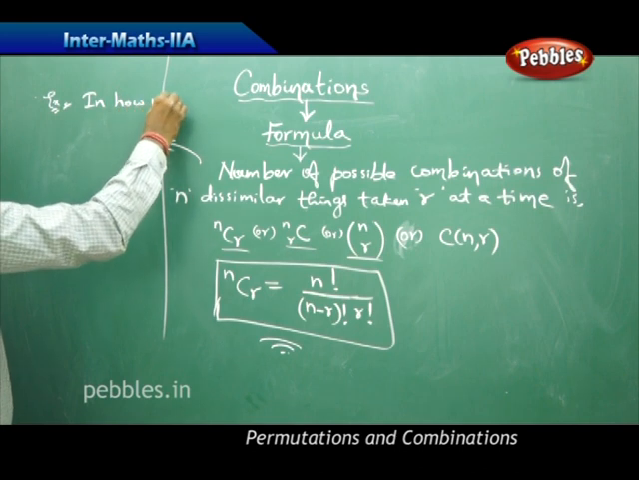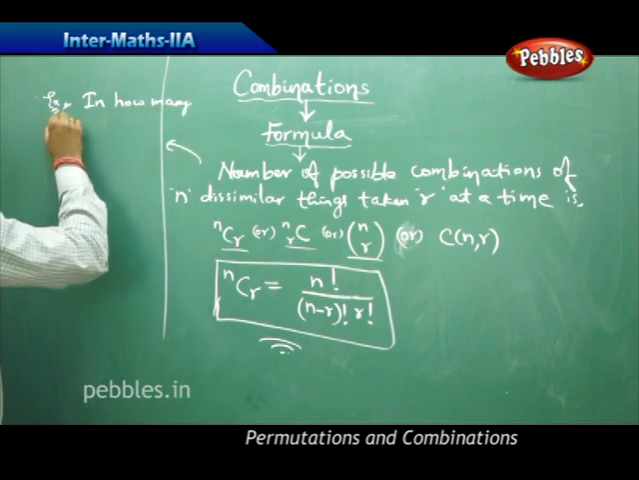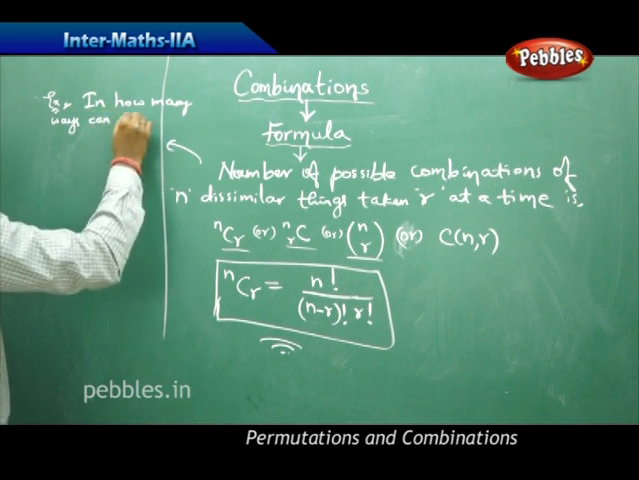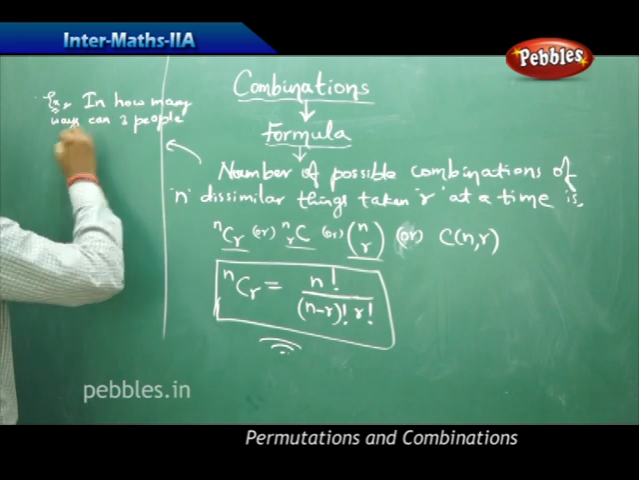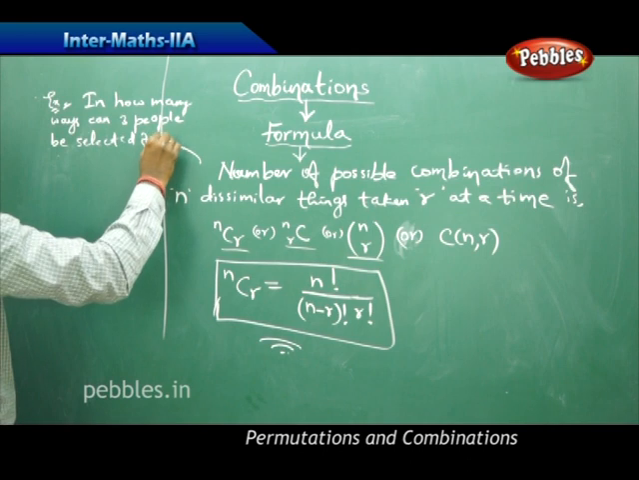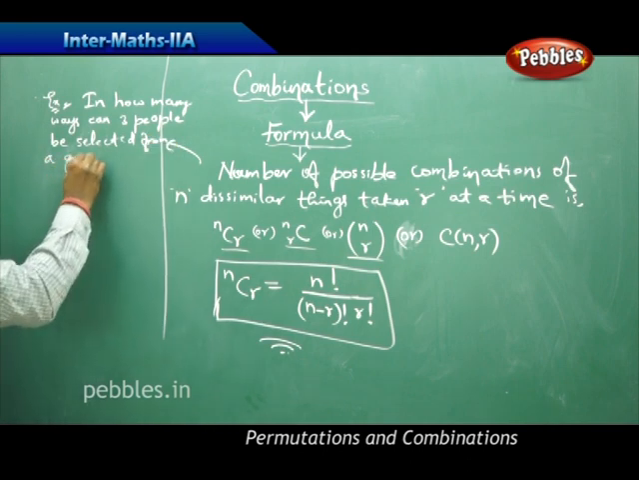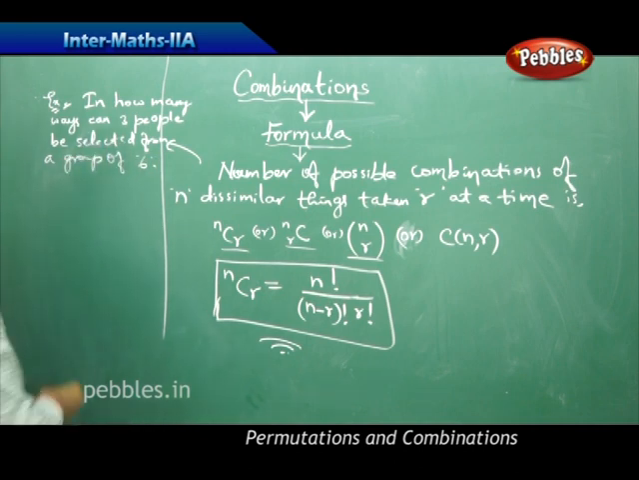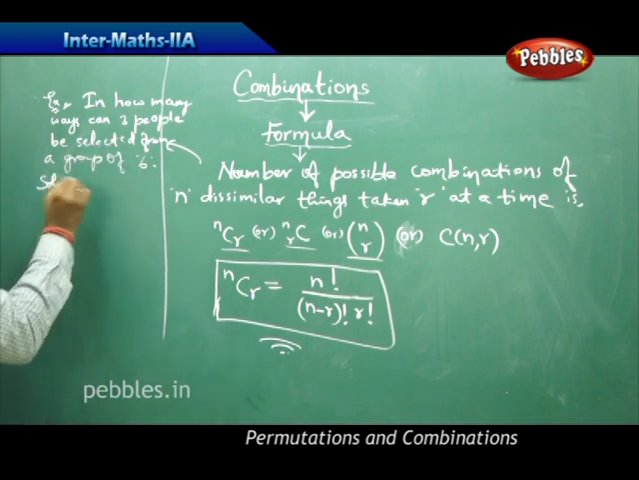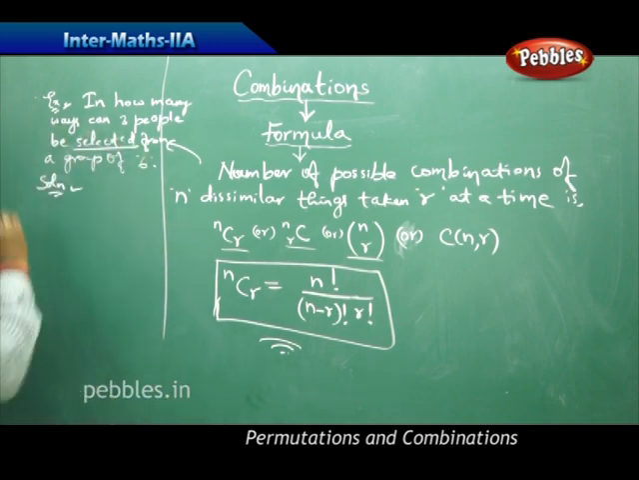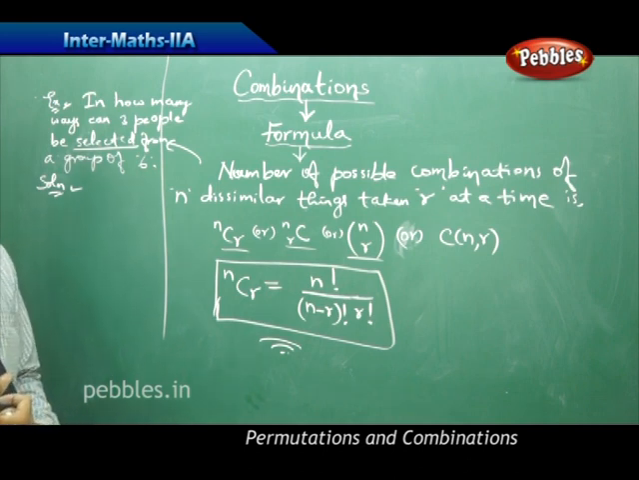in how many ways can 3 people be selected from a group of 6? So in this case, let's see how we can use the formula, because it is only about selection but not arrangement. So this is purely a problem based on a combinational situation.